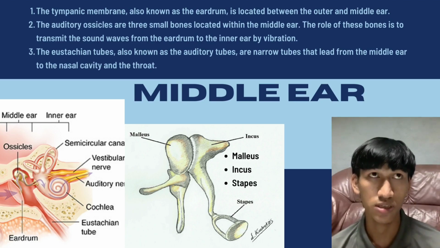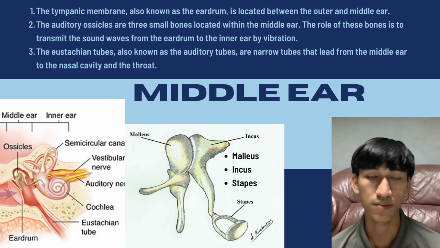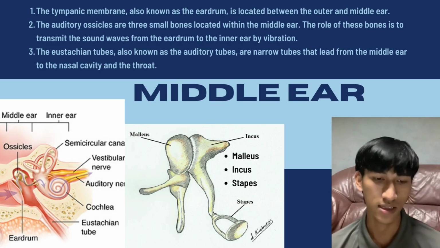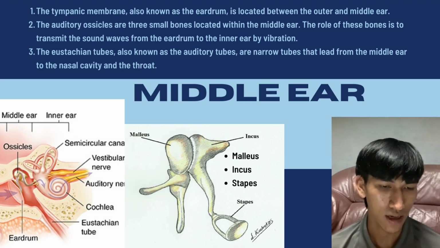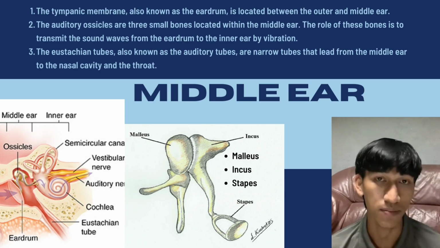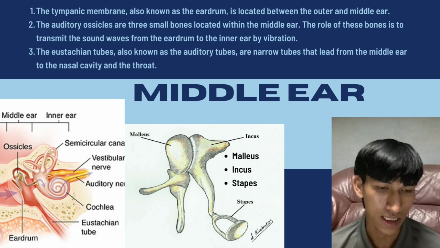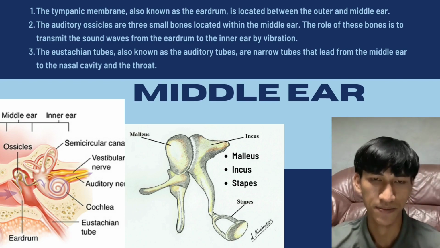The eustachian tube is also present in the middle ear, and it connects the middle ear to the nasopharynx. It equalizes pressure between the middle ear and the outer atmosphere. As you can see on the slide, I have attached two figures: the structure of the middle ear, and beside it, a picture of the three ossicle bones, which are malleus, incus, and stapes.